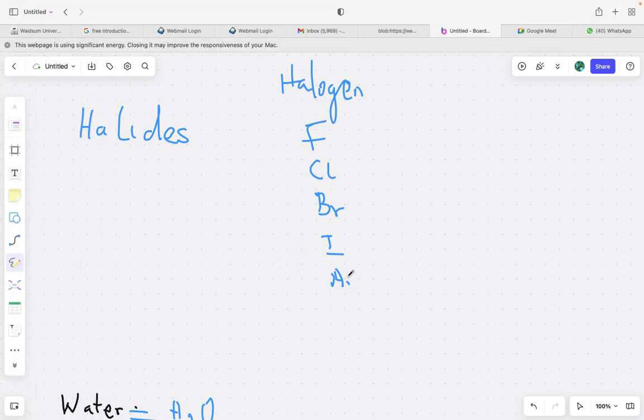But we are not considering the first and last so much. This is astatine, okay? We are not considering fluorine because it's too reactive. We are not considering astatine because it's very slow in reaction. So we consider basically these ones, the chlorine, the bromine.